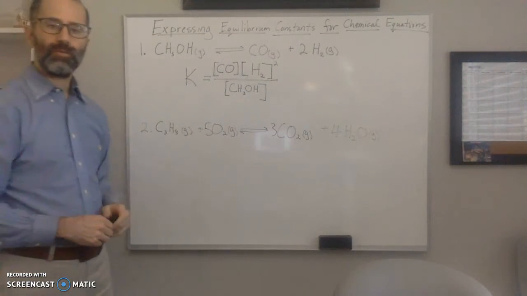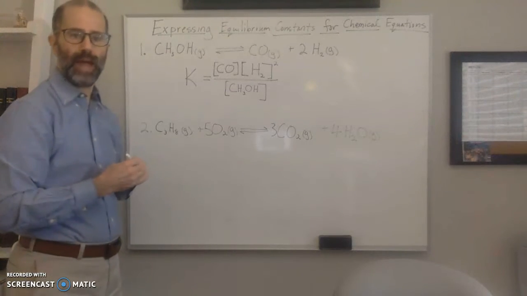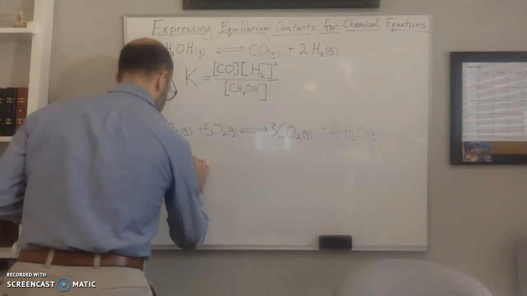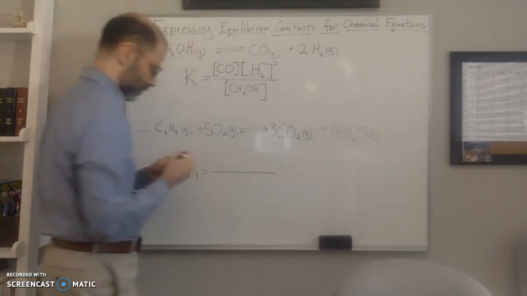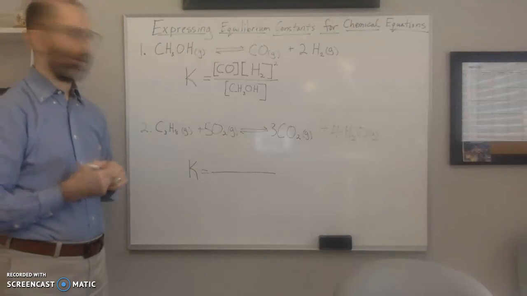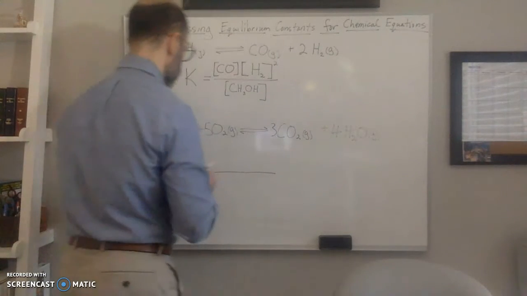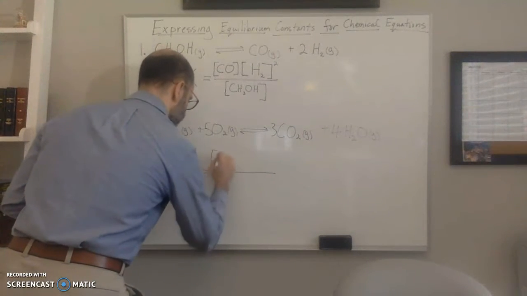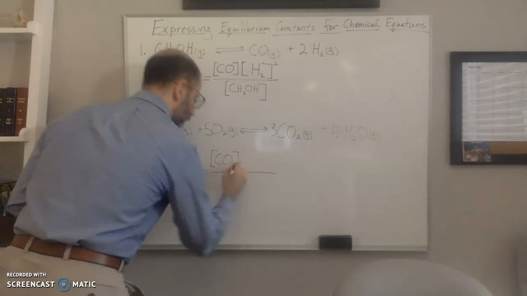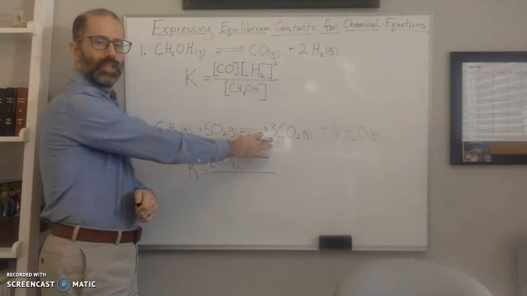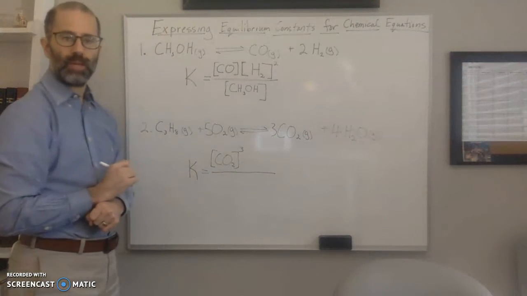And so again, to write the expression for the equilibrium constant is the same. So we're going to write our K value down. So K is equal to, and then the products are put over the reactants. So here, our products is carbon dioxide and water. So we're going to put carbon dioxide down, CO2 in brackets. So the coefficient here is a 3, so we're going to raise that to the 3rd power. So we're done with carbon dioxide.